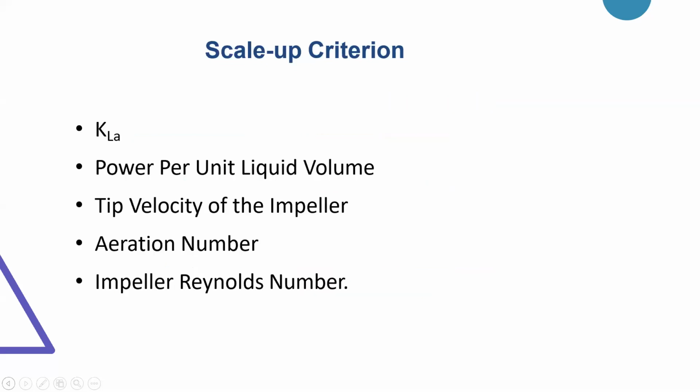So I was telling you that these 5 parameters are the thumb rule for scale up. Maintain a constant KLA, the volumetric oxygen transfer coefficient. The value of KLA that you had in the lab, the same KLA level needs to be maintained in the process when you are going for the industrial scale. So keep track that KLA remains constant.